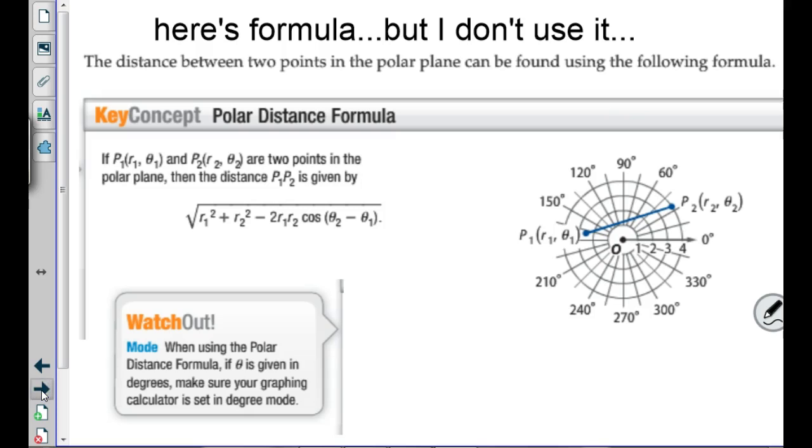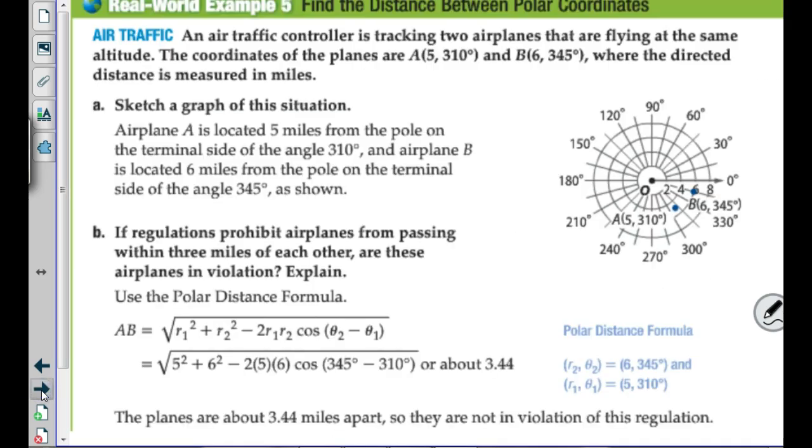All right. So here's the formula one more time. It's on your sheet. So let's see if we can do this one. Can you do these two? Use the formula if you want. Between 5, 310 and 6, 345. I don't think you have this one, but can you put these numbers into the formula on your calculator?